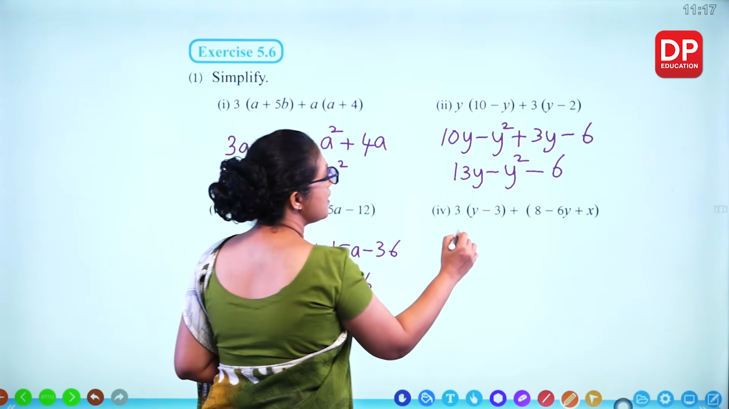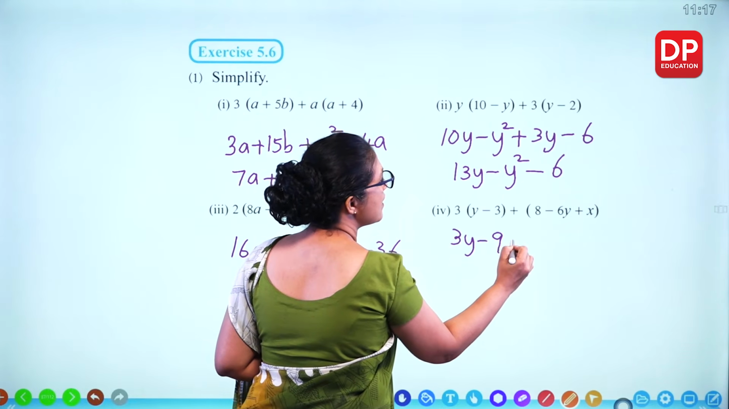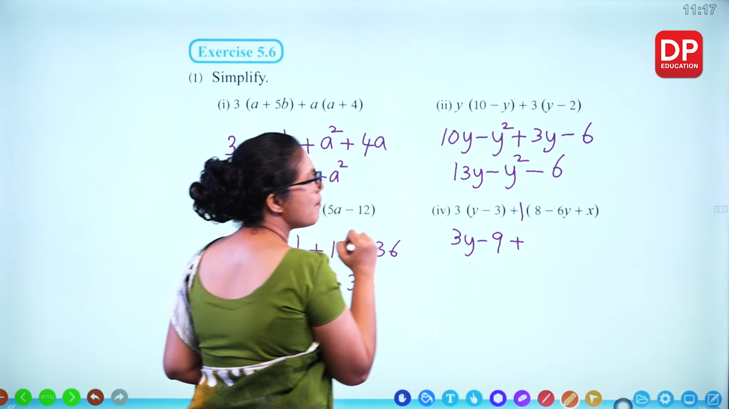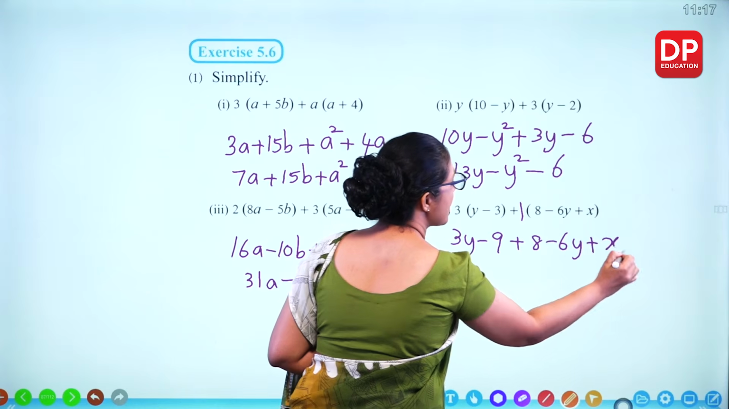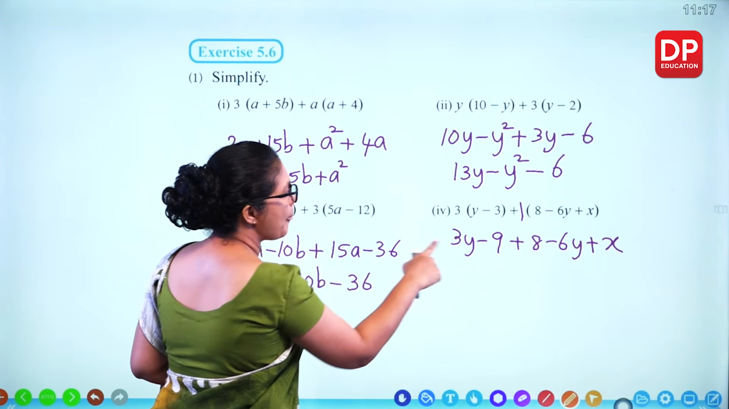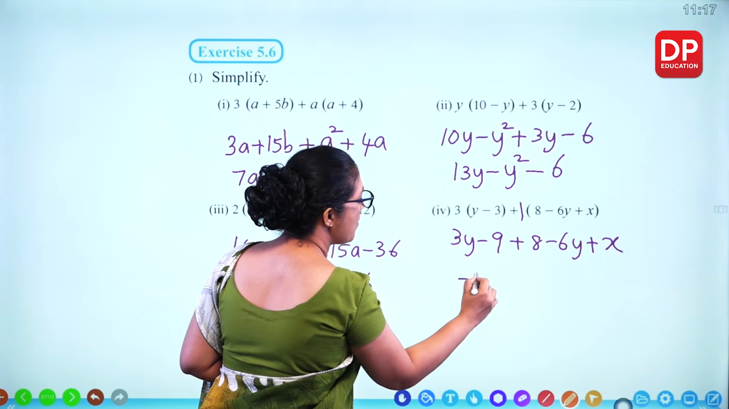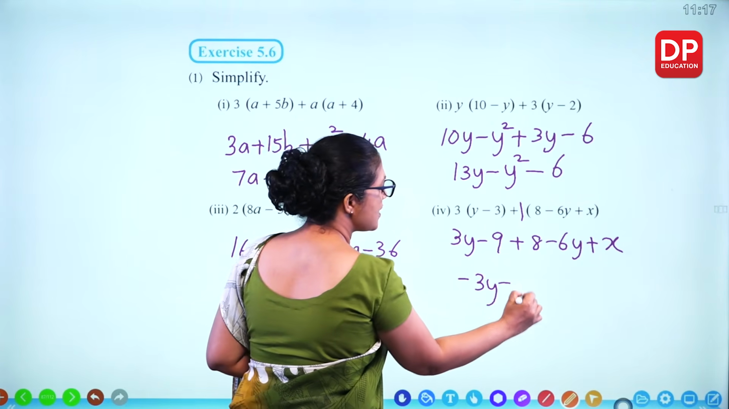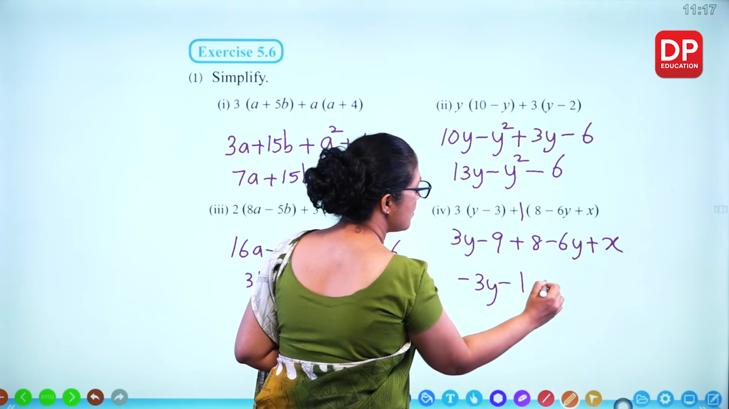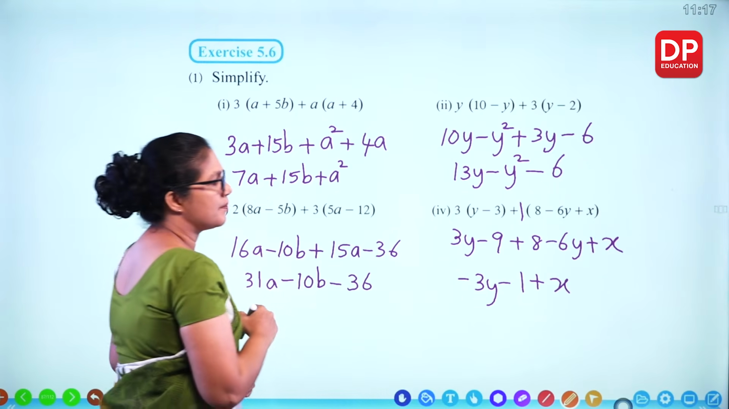This one, 3y minus 9. And here just multiply by 1. 8 minus 6y plus x. Simplify. 3y and minus 6y, minus 3y. Minus 9 plus 8, minus 1. And you get x term.